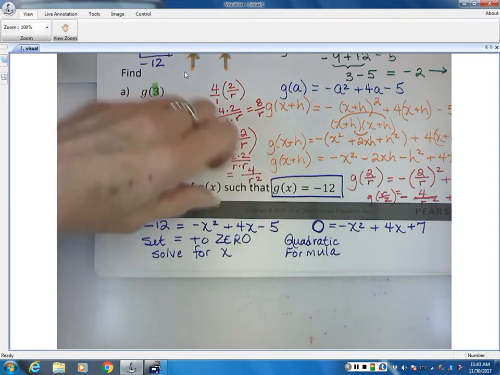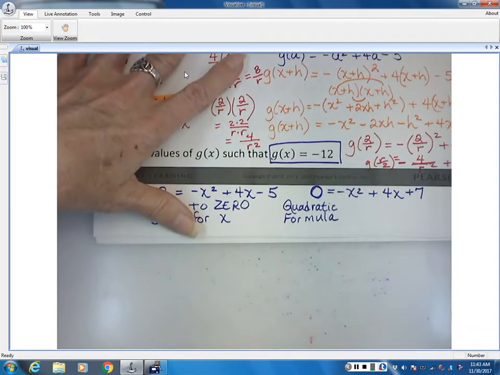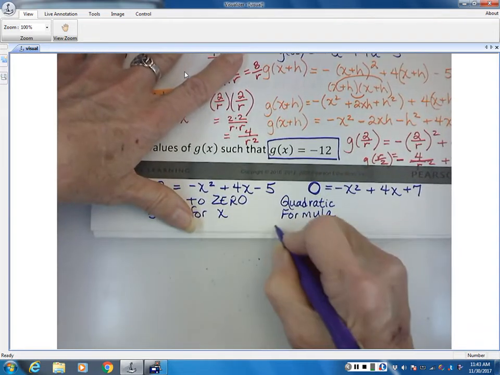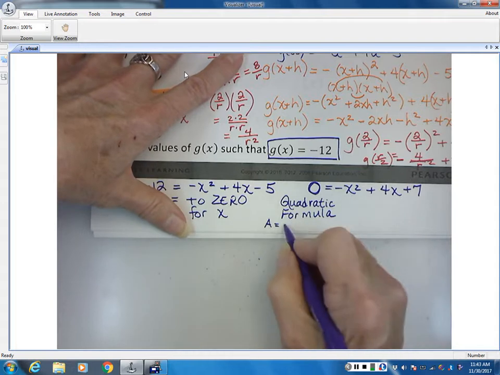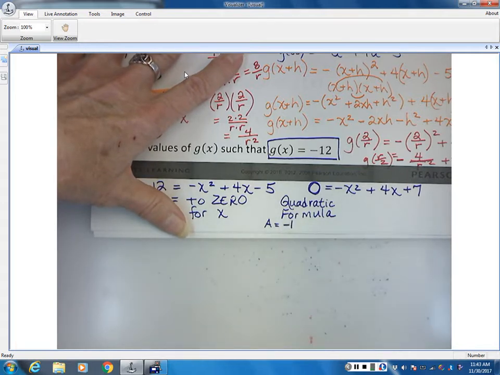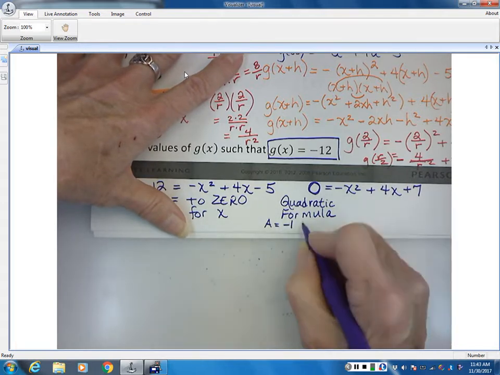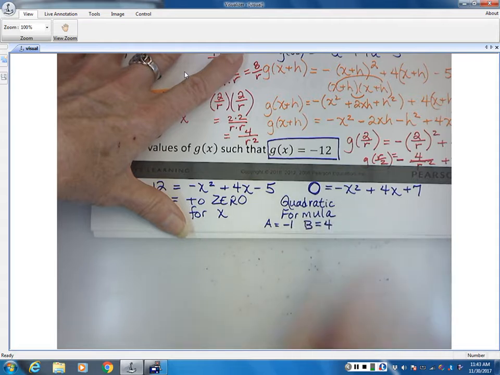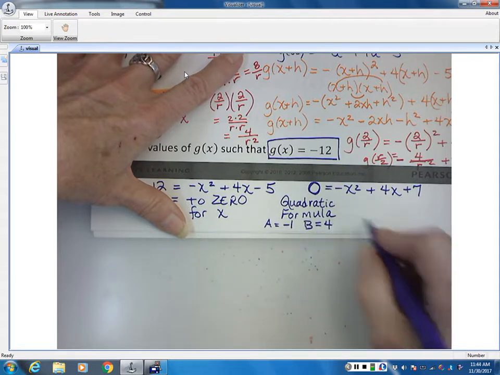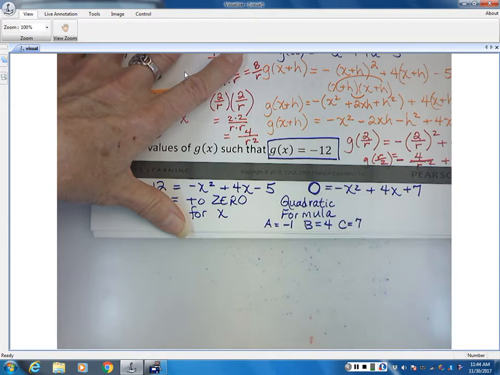And in that quadratic formula, a is the coefficient of the x squared term, so a is negative 1. b is the coefficient of the second term, the x term, so b is equal to 4. c is equal to the constant term, which is 7.